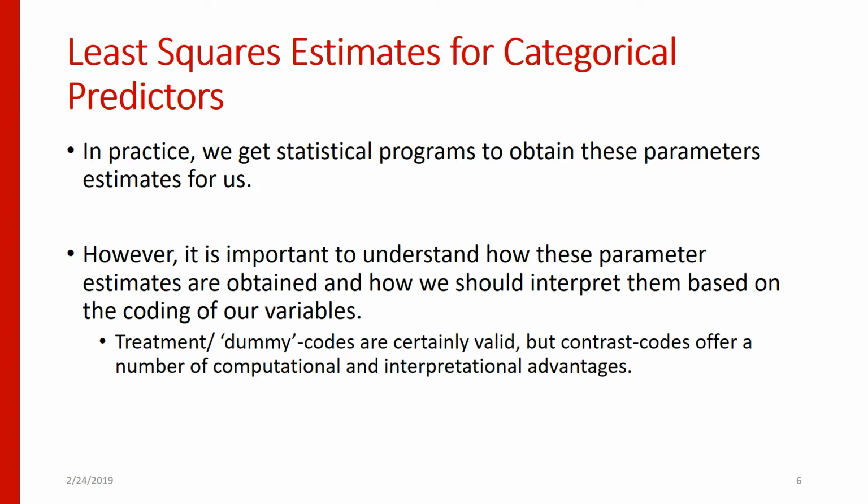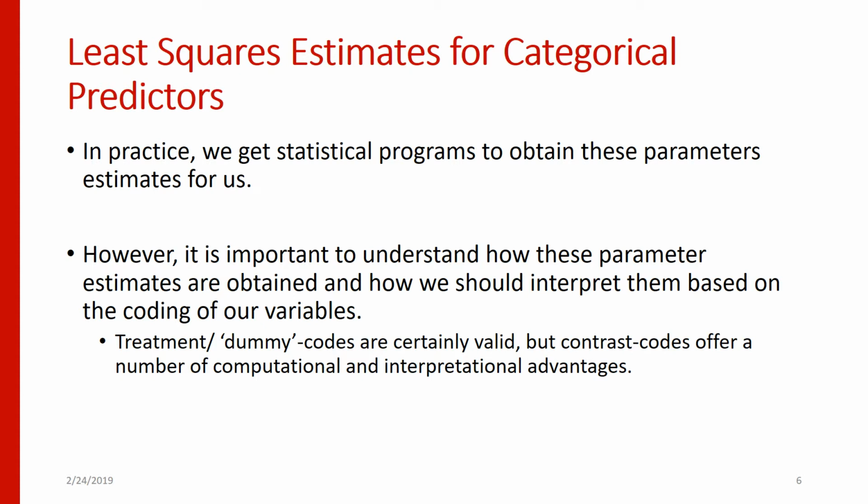reasons. But dummy codes or treatment codes, right, in which one group gets a 0 and another group gets a 1, are valid methods of coding. You will arrive at statistically correct answers if you treatment code your variables rather than contrast code them. But contrast codes offer a number of computational advantages in that we can get these slopes and intercepts a little more easily, right, if we use contrast codes. The formulas we just showed in the last slides are pretty short, even though they're not necessarily intuitive.